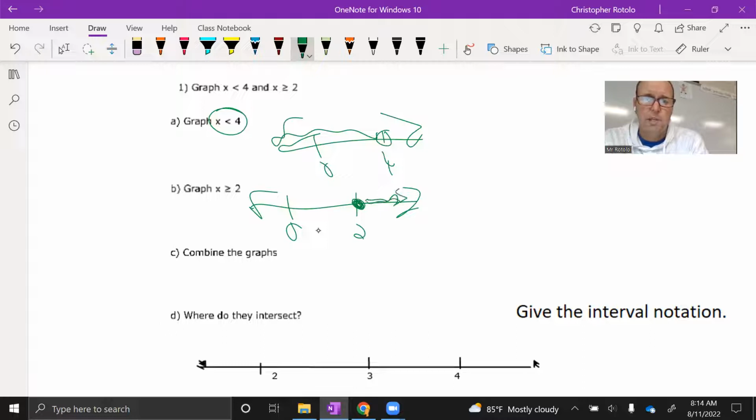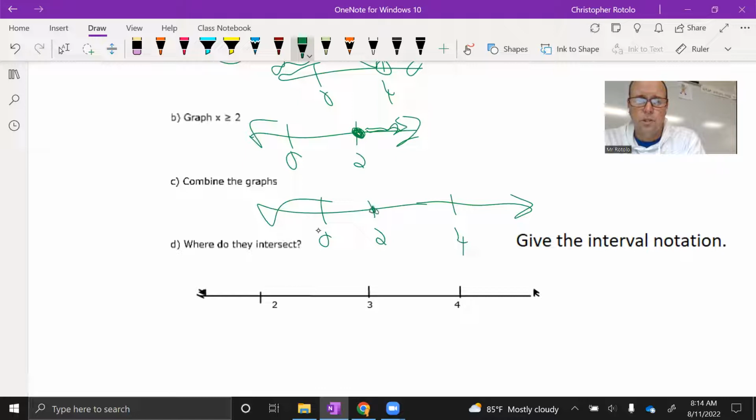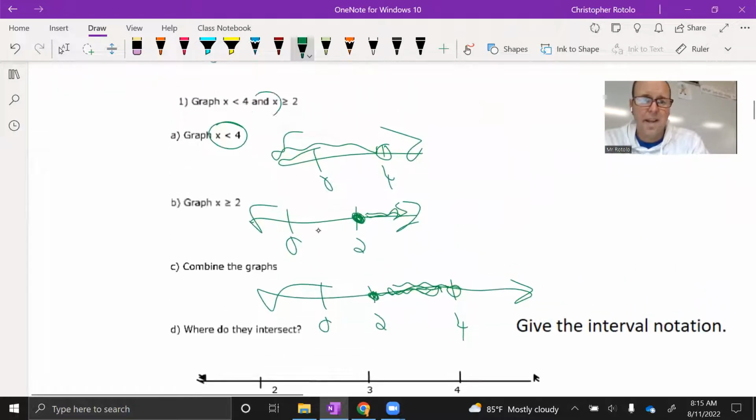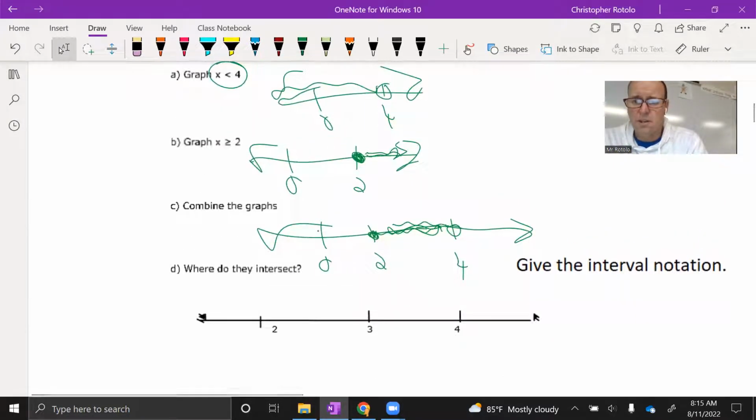But what would happen if I put these together? Okay, so that means I need 0, 2, 4. 2 was closed, 4 was open, and it was less than 4 and greater than 2. So hence the word right here, and. Now we have a number line down here. I was trying to keep all that stuff together for you.